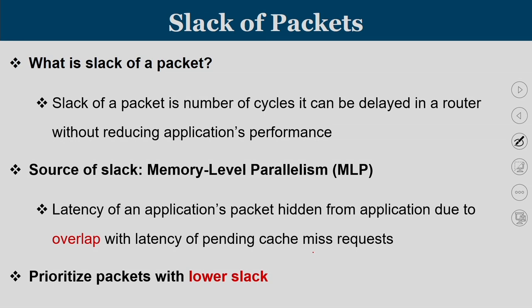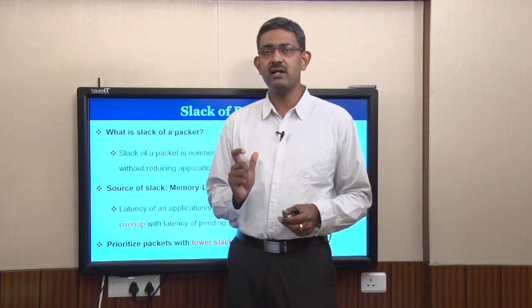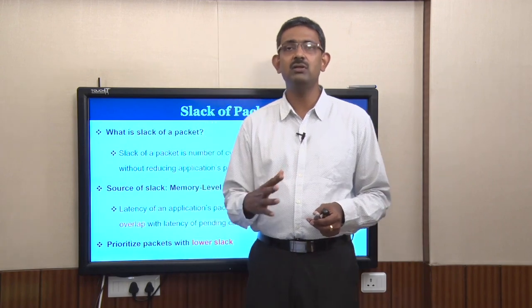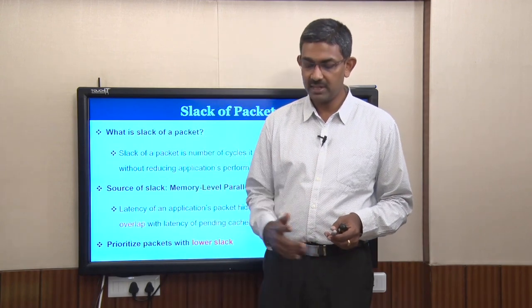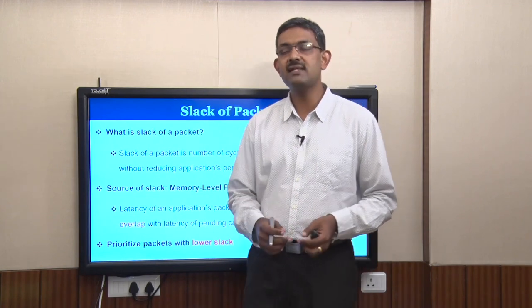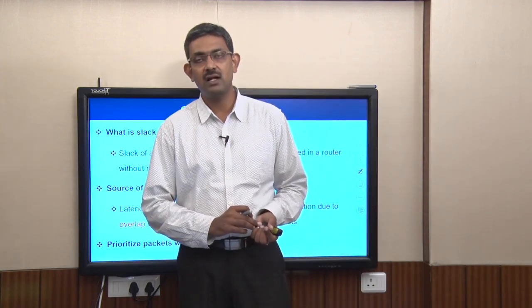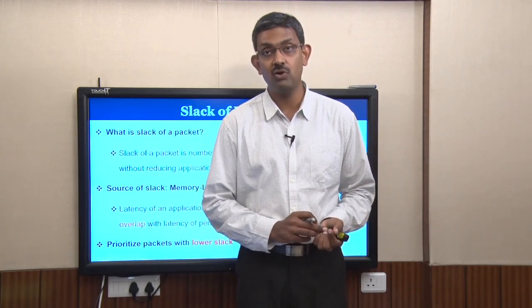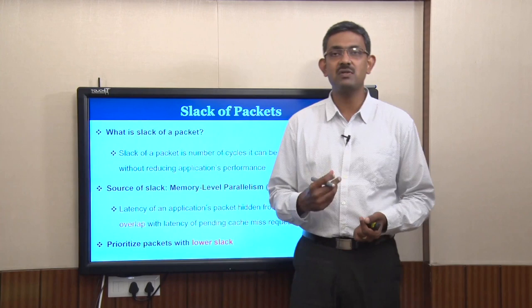So to re-emphasize the concept, we are introducing a new concept called slack of a packet. Slack of a packet is defined as the number of cycles a packet can be delayed in the network without hurting the application's performance. So we have slack for those packets which are not critical. If a packet is critical, I cannot delay it. So a critical packet has a slack of zero, whereas a non-critical packet may have some slack.